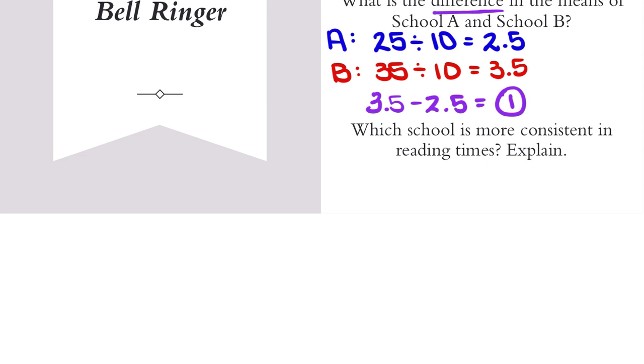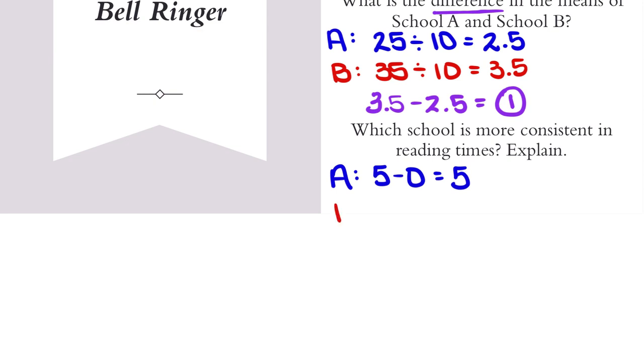If I'm checking for consistency or variability, what do I need to measure? What's the measurement I need, Millie? The range. I need the range. So on school A, what's the minimum and maximum that we're going to subtract? Millie? 5 and 0. 5 and 0, which is a range of 5.